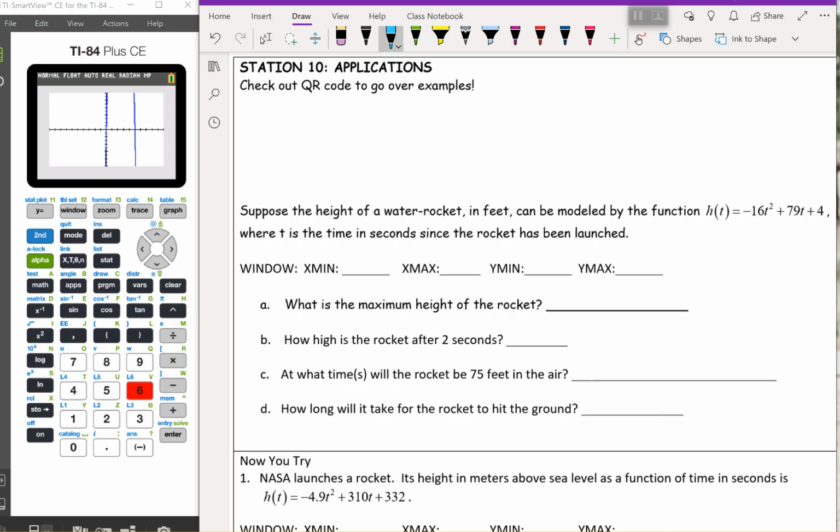Congratulations, if you've made it this far, this is the last station of all of the things. So this one's on applications, so you'll need your graphing calculator.